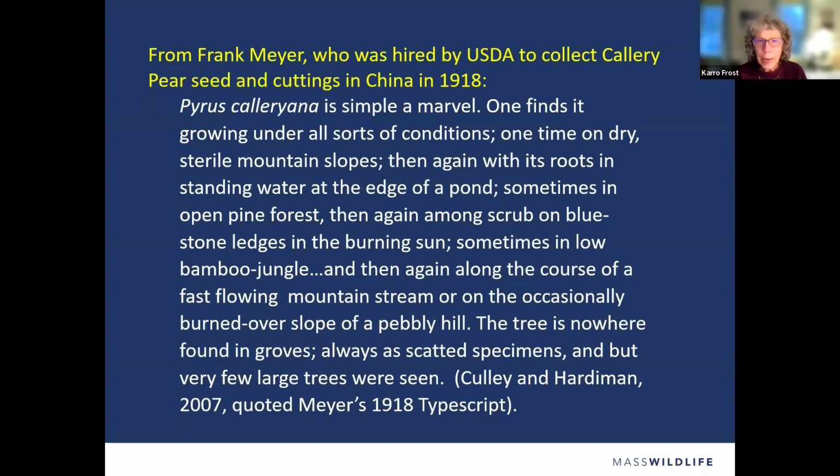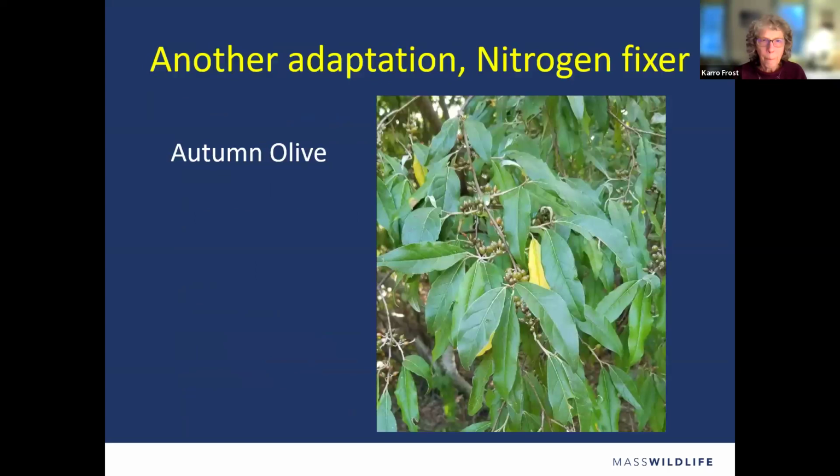That's not true here. When Callery pear is escaping, especially to the south of us, people are seeing it in groves, lots and lots of groves. So when it doesn't have anything that's checking its population, it does very well and keeps on spreading. Another adaptation is being able to fix nitrogen. Autumn olive is a nitrogen fixer. It'll get into an area and will fix it.